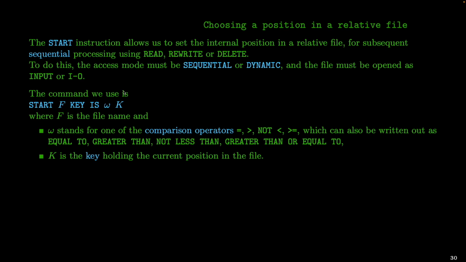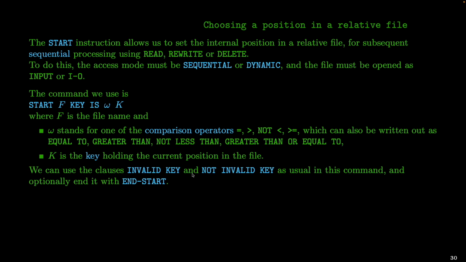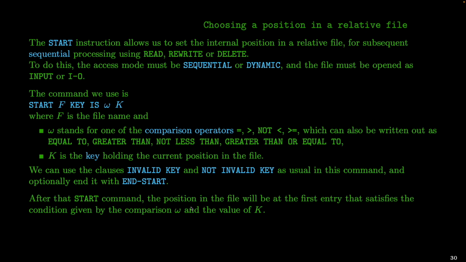So you can set the key variable to something particular and then tell COBOL to position itself in the file relative to that key, depending on the outcome of these comparisons. Again, you can use the INVALID KEY and NOT INVALID KEY clauses and optionally end the statement with END-START, which sounds like a bit of an oxymoronic word. After the start command, the position in the file will be at the first entry that satisfies the condition given by this comparison omega, one of these, with the value in our key variable.